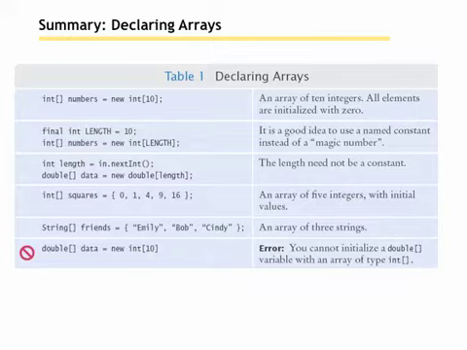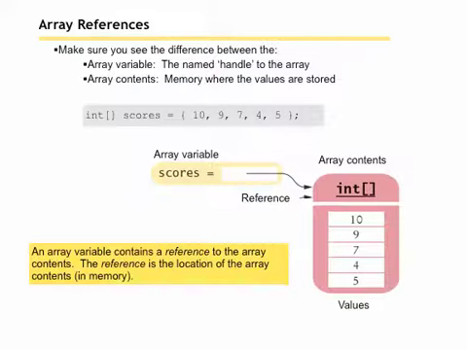You can also create an array of strings, as in String square brackets friends equals open brace double quote Emily, close double quote, comma Bob, comma Cindy, close brace, semicolon. It is an error to specify a different data type on either side of the assignment operator, as shown on the last row of this table.